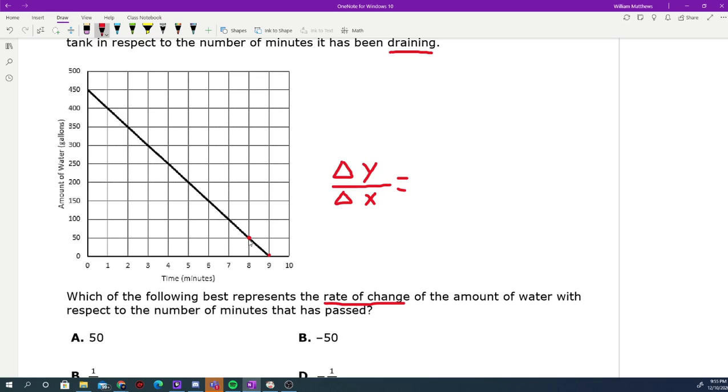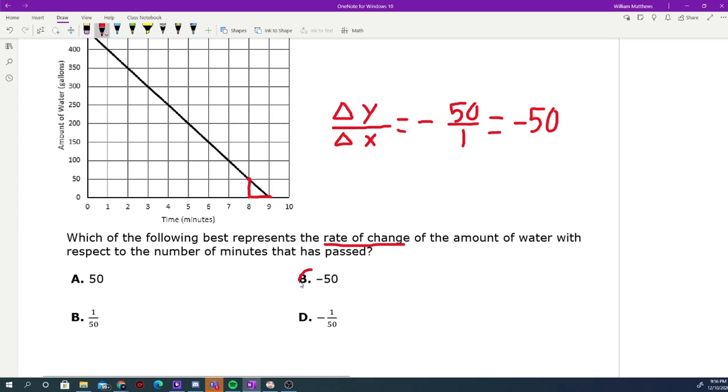Now for this, we go down one line, which unit-wise is down 50. So you need to be careful with what your lines are counting by. They don't always count by ones in both directions. Now this shift over one line for my change in x is actually a value of 1. I went from 8 to 9. So now I have negative 50 over 1, which is just negative 50.